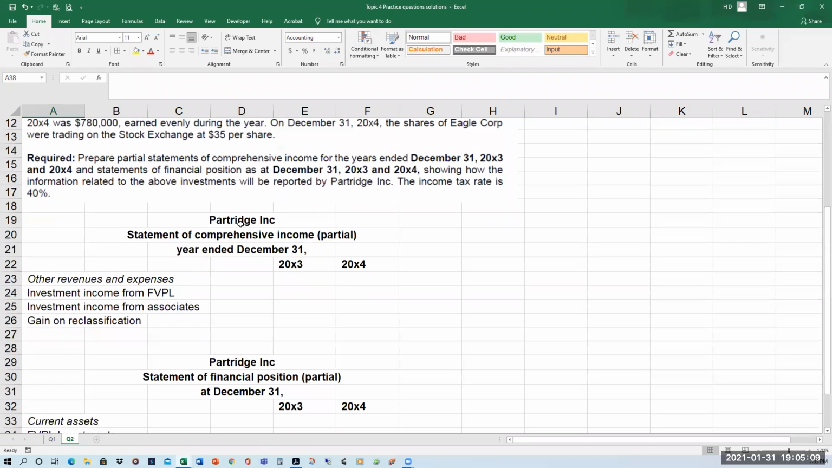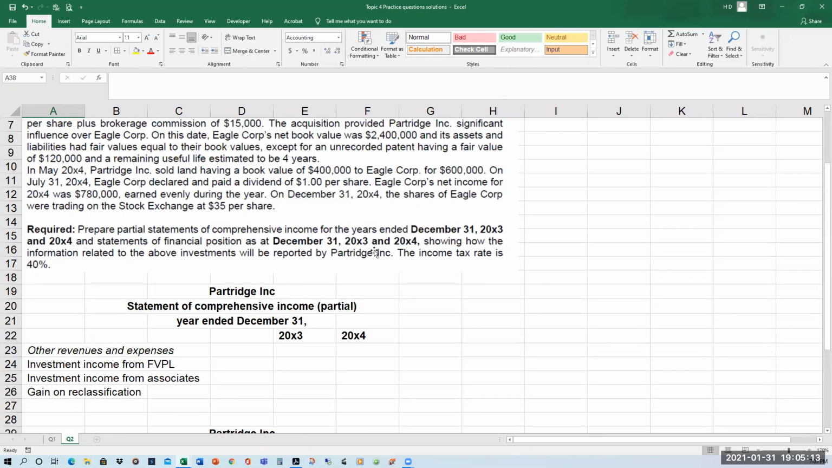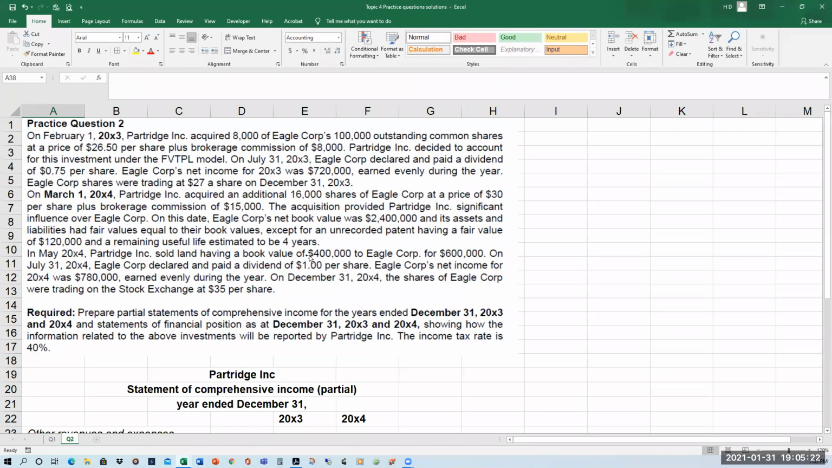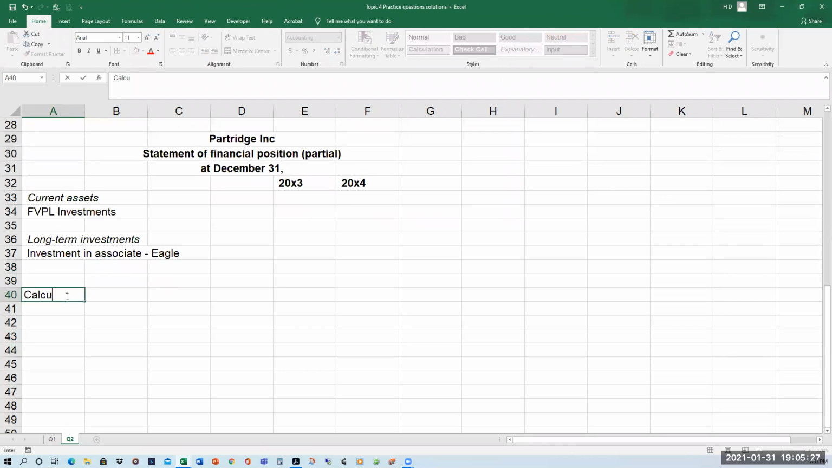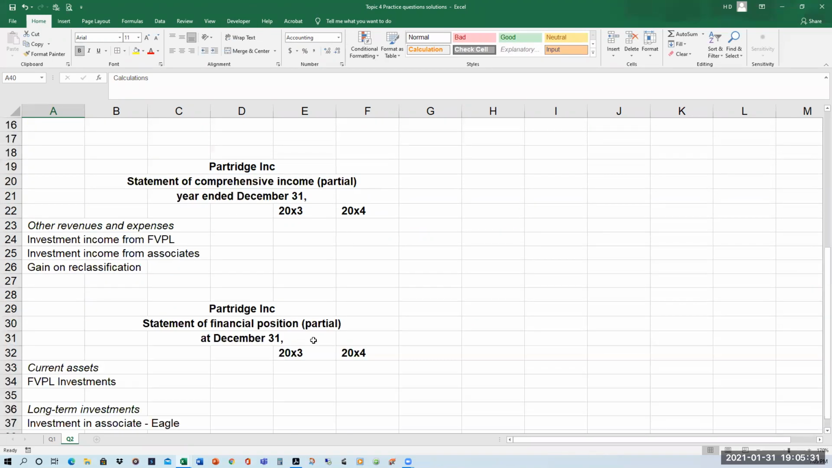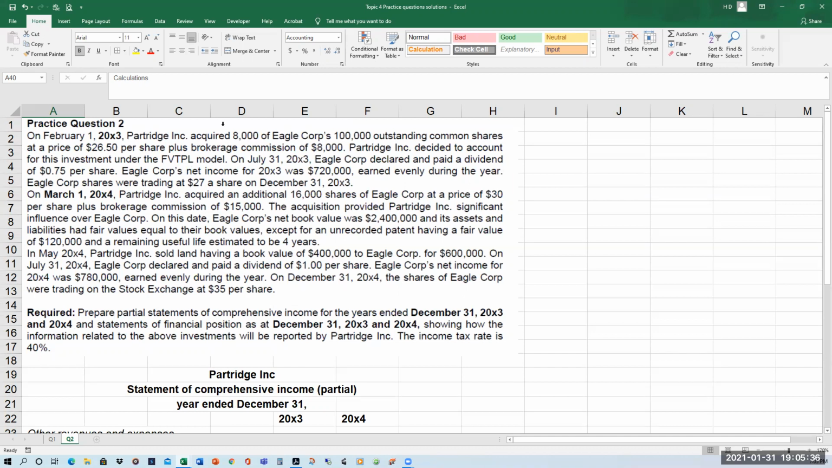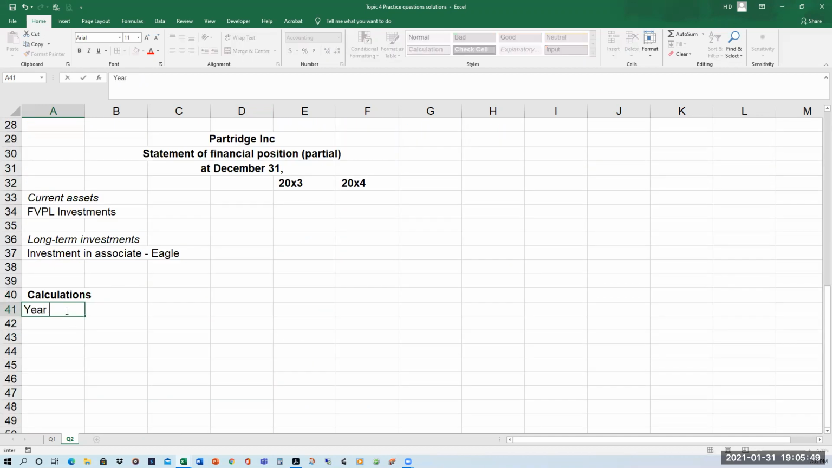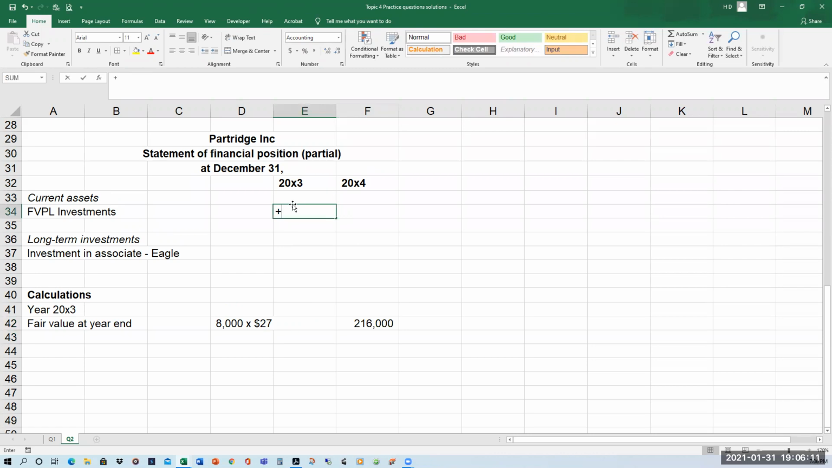So I've laid out what my solution is going to be like. Now all I have to do is some math to figure out the specific numbers. So we're going to start with 2003 calculations. In 2003, remember, we were using the fair value profit and loss model. So it's about how many shares did we have? Well, we had 8,000 shares. At the end of the year, the fair value per share was $27. So the fair value at year end was 8,000 shares at $27. The investment must have been reported at $216,000.